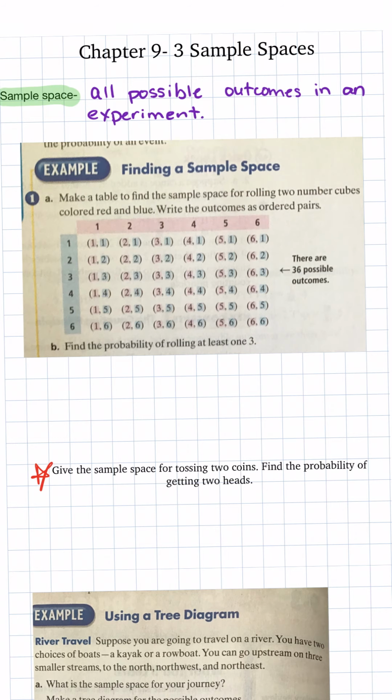Okay, so now let's look at an example of a sample space. So this says make a table to find the sample space for rolling 2 number cubes colored red and blue. Write the outcomes as ordered pairs. So what we are doing is these are the 2. So the cubes have 1 through 6 on them. And then there also could be a red one and a blue one. So as we go through, we're writing all of the pairs.